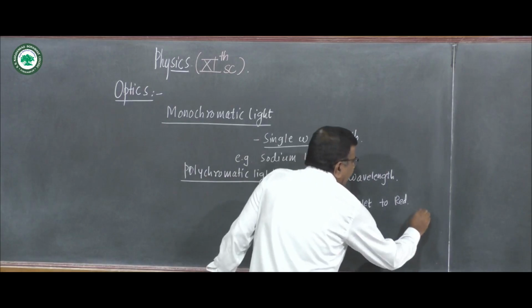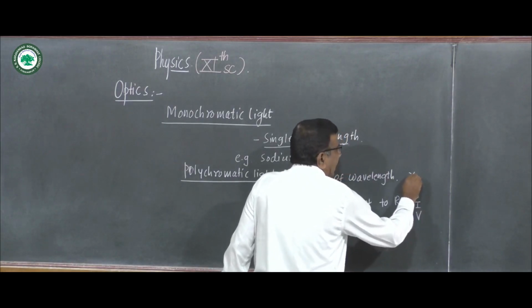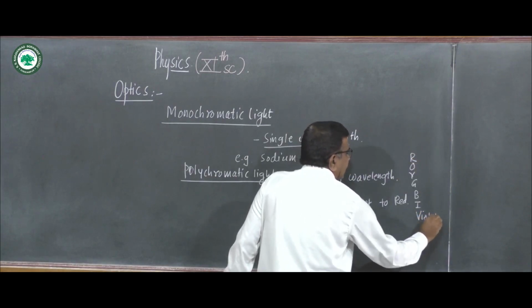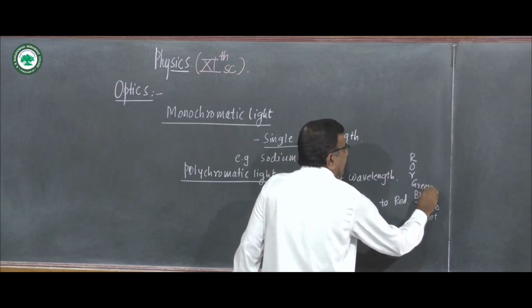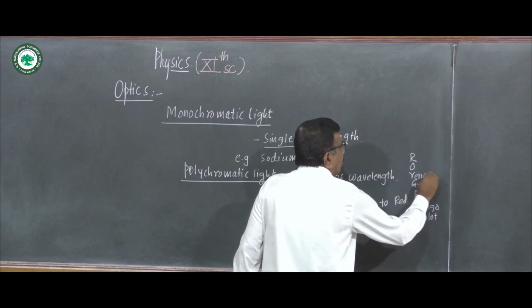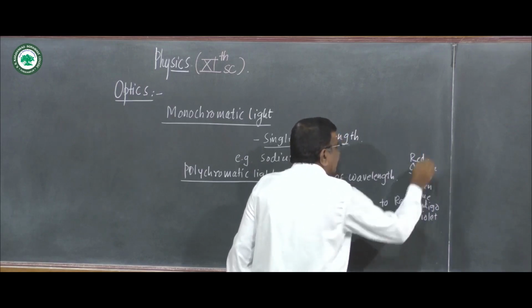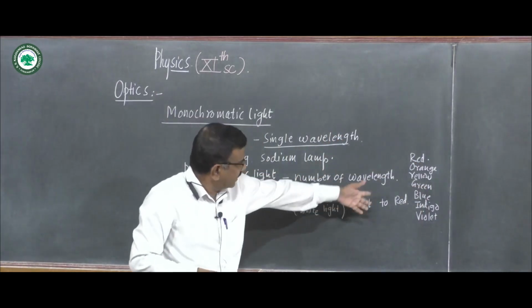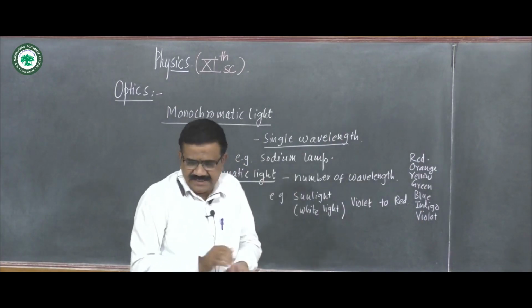You know the sequence VIBGYOR: violet, indigo, blue, green, yellow, orange and red. So white light consists of these 7 colors, hence 7 different wavelengths. It is a polychromatic light.